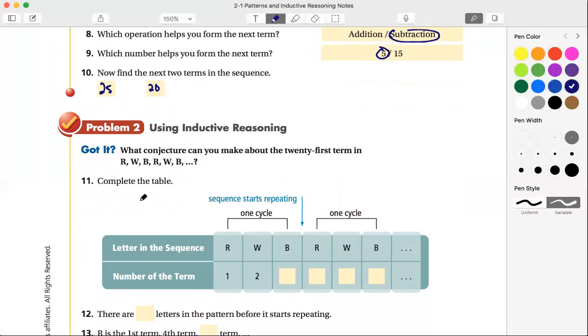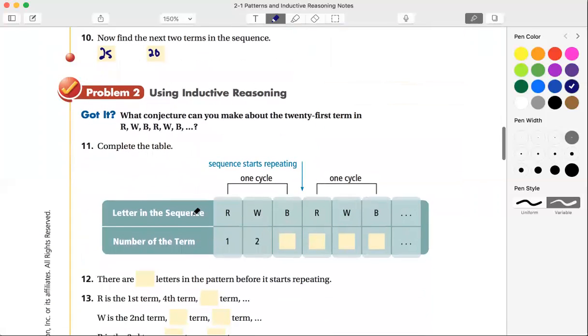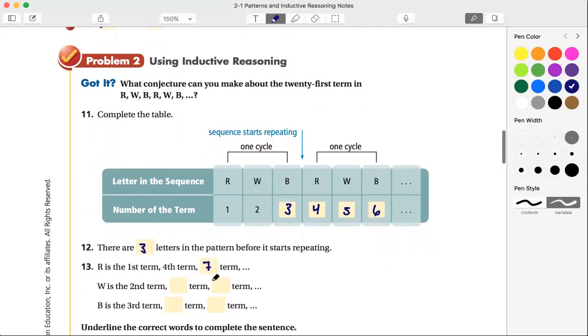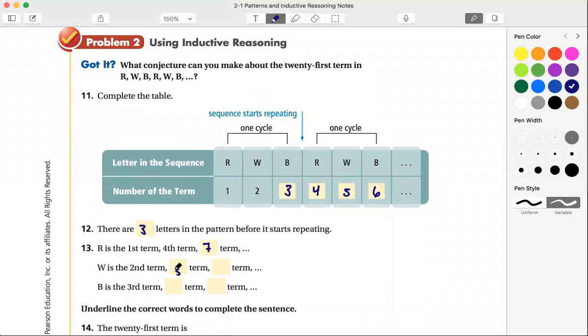RWB, RWB. Let's complete the table. The letter in the sequence: R is 1, W is 2, B is 3, R is 4, W is 5, B is 6. Okay. So there are 3 letters in the pattern before it starts repeating. R is the first term, 4th term, 7th term, etc. W is the 2nd term, 5th term, 8th term, etc. And B is the 3rd term, 6th term, 9th term.